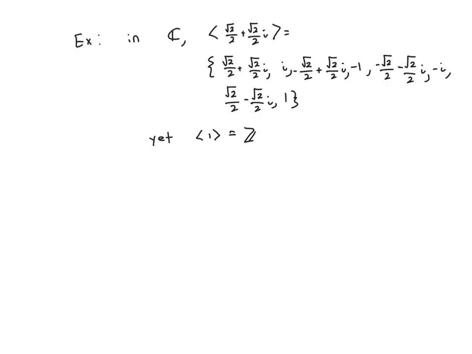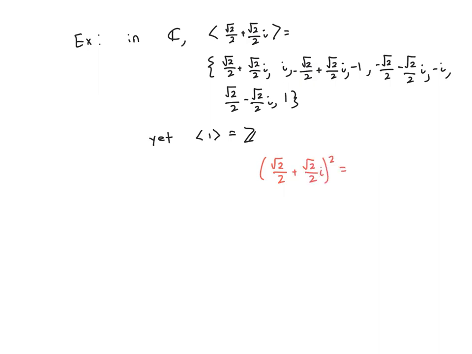So one last example, let's look at the complex numbers. Let's consider the cyclic subgroup generated by this element, square root of 2 over 2 plus square root of 2 over 2 times i. If you do the multiplication out and keep computing powers, if you square this element, you will get i. If you cube this element, I should at least do that calculation.